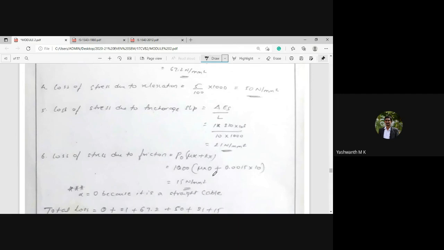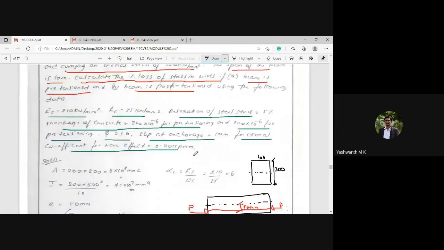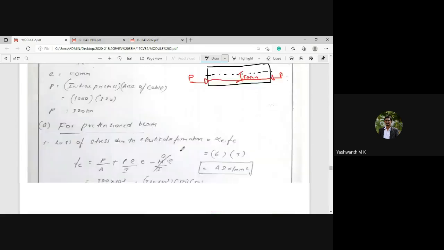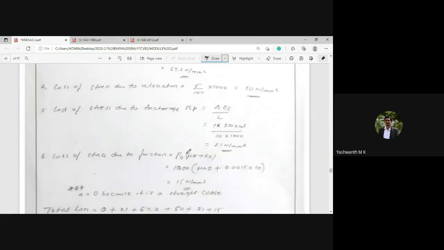Then mu. What is mu? The coefficient of friction between cable and duct. In the problem, nothing has been mentioned regarding that, so I am going to retain it as it is. Alpha is 0. Why is it 0? The cumulative angle is 0 because it is a straight cable. For a straight cable, no inclination will come into the picture. Hence it is 0.